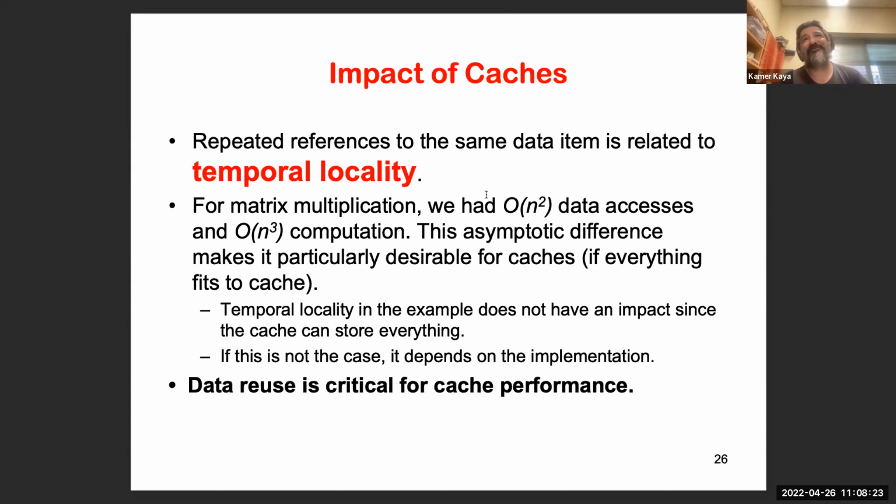So for matrix multiplication, we have n square data accesses and n cube computation. If you are multiplying 2 dense matrices, we have n square elements here, n square elements here, n square elements in the result. So yeah, O(n square) data access. But we need to perform O(n cube) computation because we need to multiply this element with this one, right? No, this one.